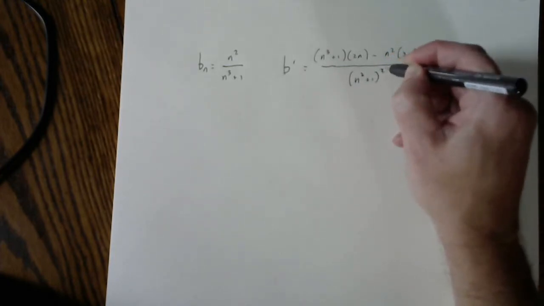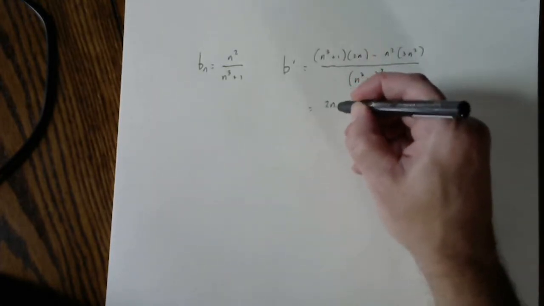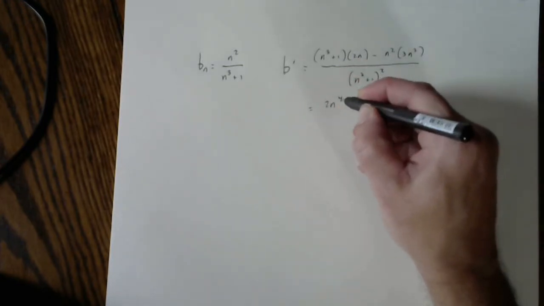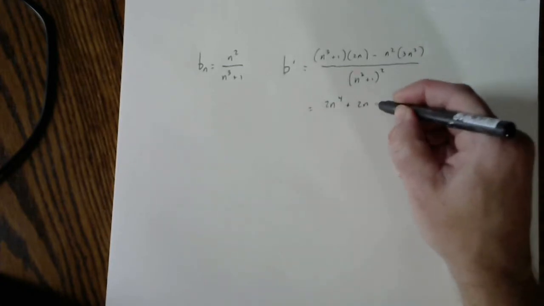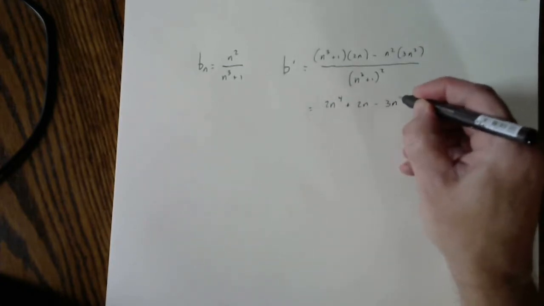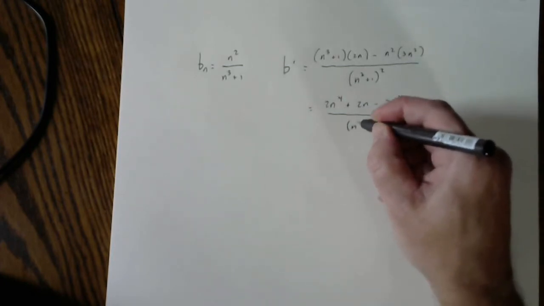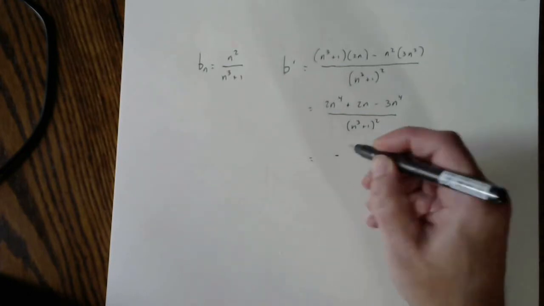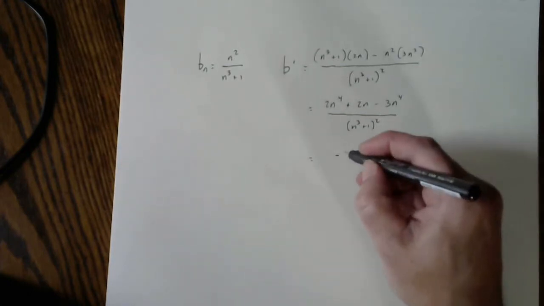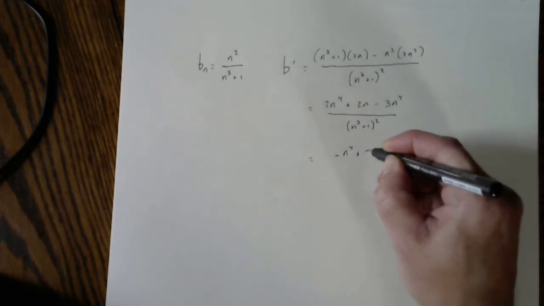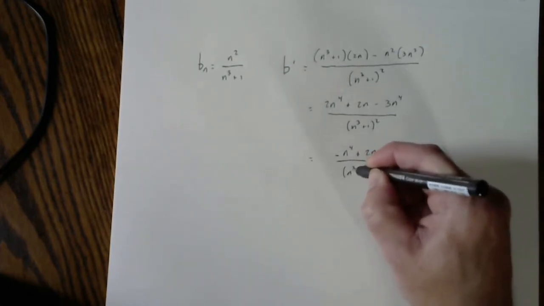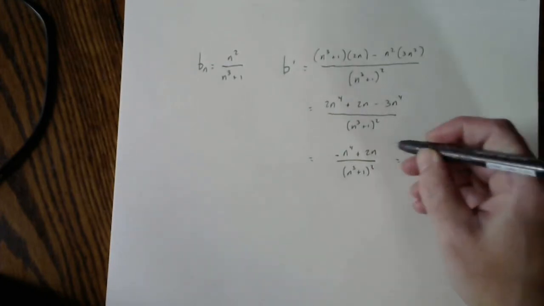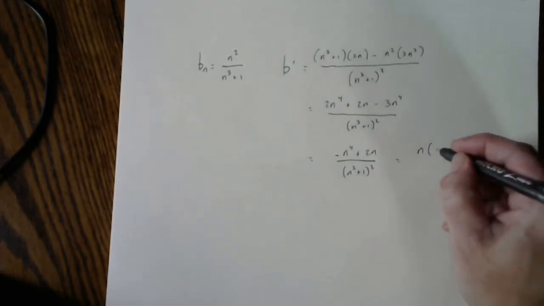Okay, let's clean this up a bit. So I have 2n to the 4 plus 2n minus 3n to the 4. I have a couple like terms. So I have negative n to the 4 plus 2n. So this is a nice derivative. I'm going to factor an n, and I'll have 2 minus n cubed, let's call it.